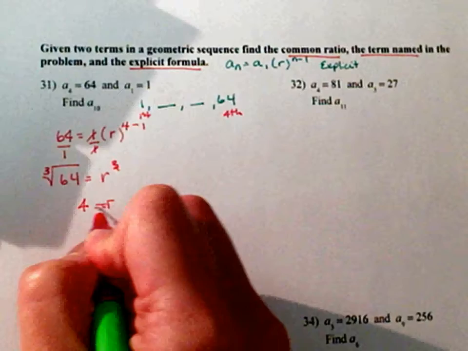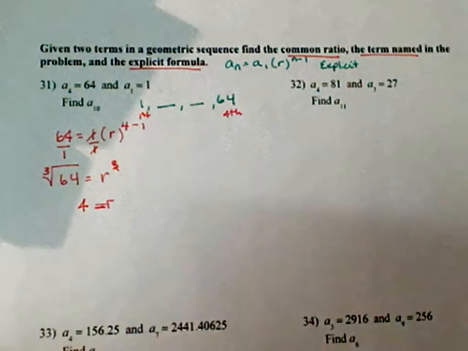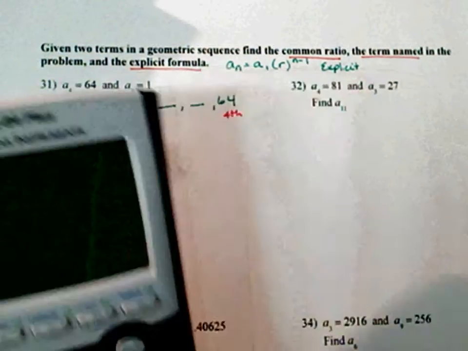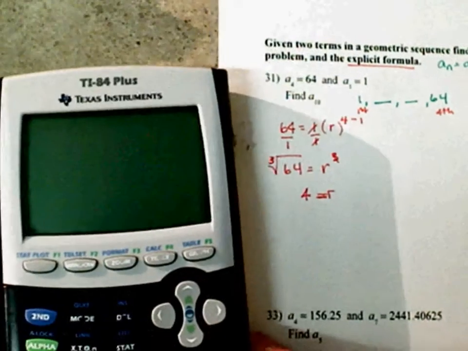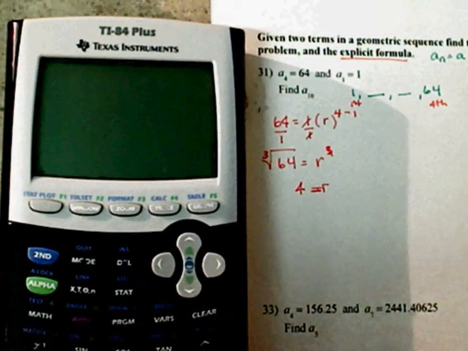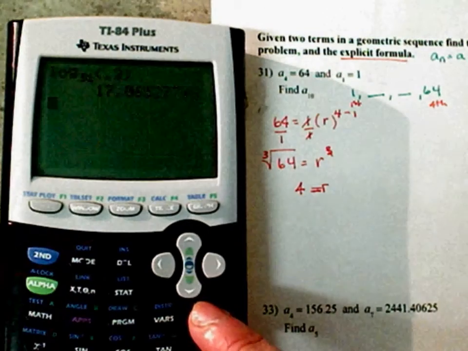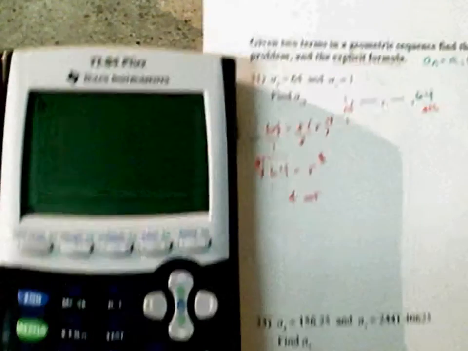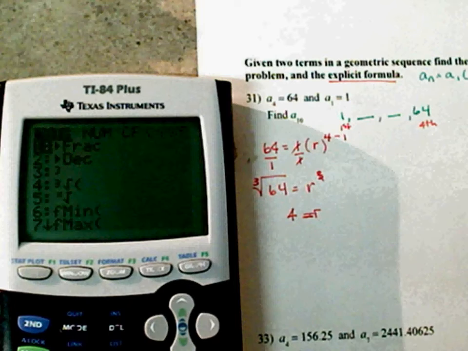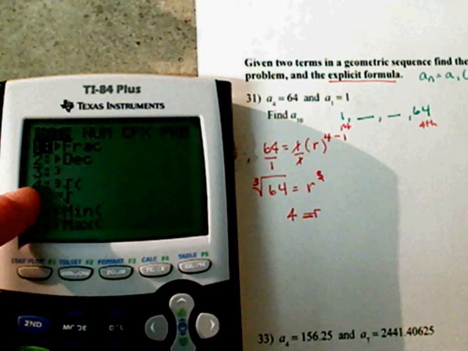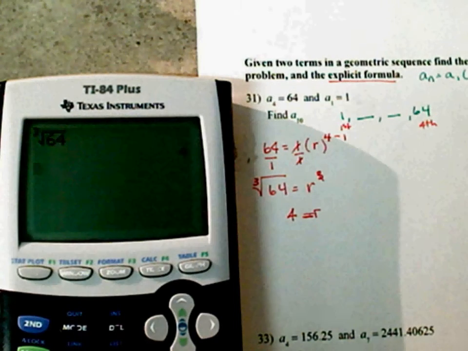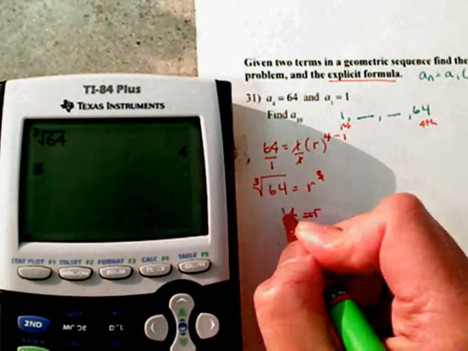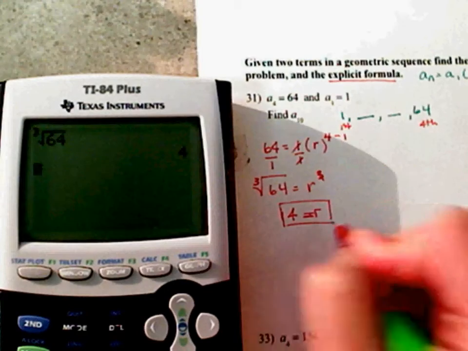Just in case you didn't know that, you can also type that into your calculator or use your formula sheet, okay? If you type it into your calculator, you hit math. You see where it has the cube root? Type in 64. The cube root of 64 is 4. So there is your common ratio.